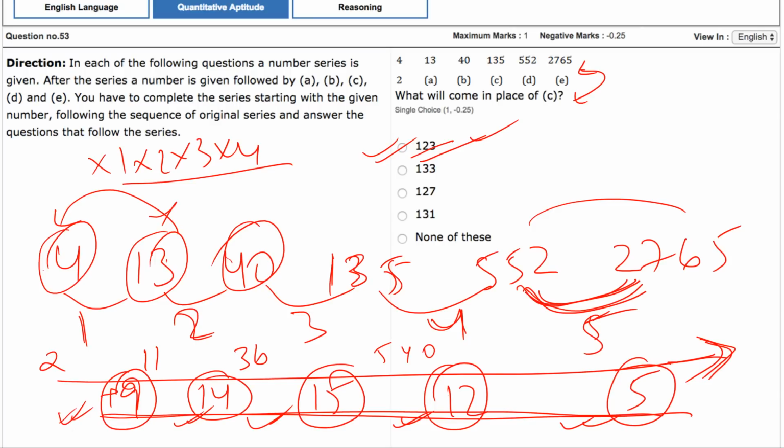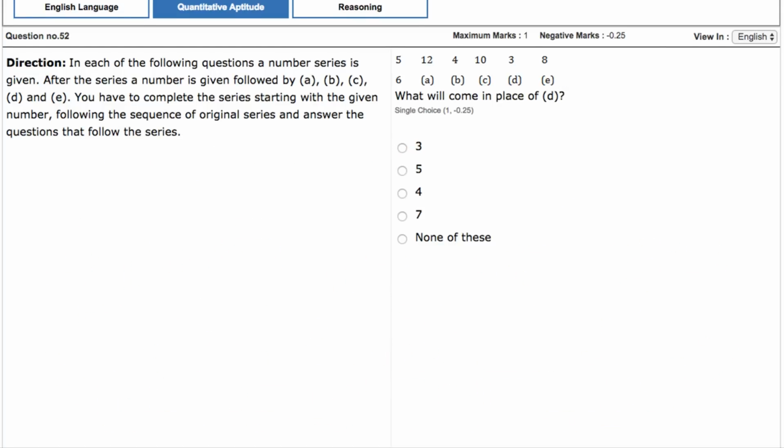Okay, so let me just proceed to the next. I hope this is clear. Let me just move to the next question now. Okay, this is again, I think, fairly simple. 5, 12, 4. In exam, if you have not done enough practice, please do not even try. Just have a look at them, but don't spend 2 minutes trying to crack a number series. If you are not good at it, you will face problems. Take my word for it. Either practice very hard. If you have done sufficient problems, 500 to 1000, things will click. Do not worry about it.